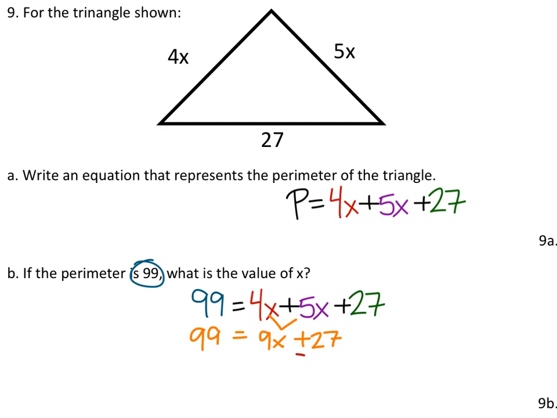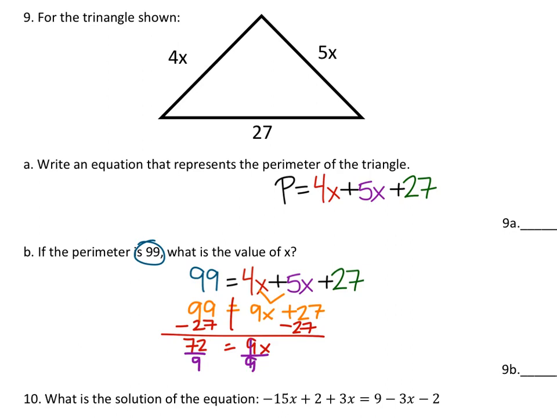Then we will subtract the 27 from both sides to isolate the x's. So I've got 9x equals 72. Then finally we'll divide both sides by 9 so that we get 1x right there, and we see that our 1x is 8. That's all they wanted us to do. Of course, we can check. 4 times 8 plus 5 times 8, that would be 72, plus the 27 is 99. So that checks out, and we know that that value of x gives us a true statement. x is 8.